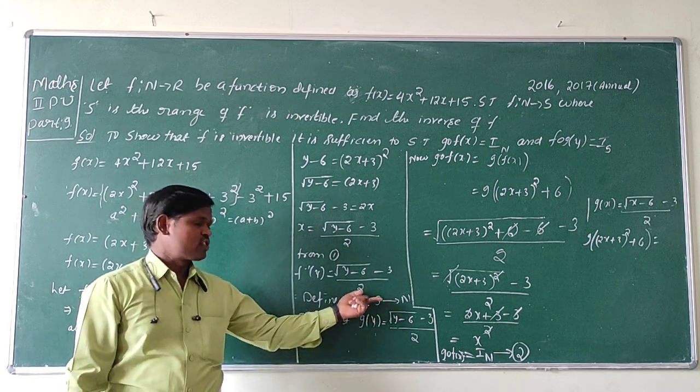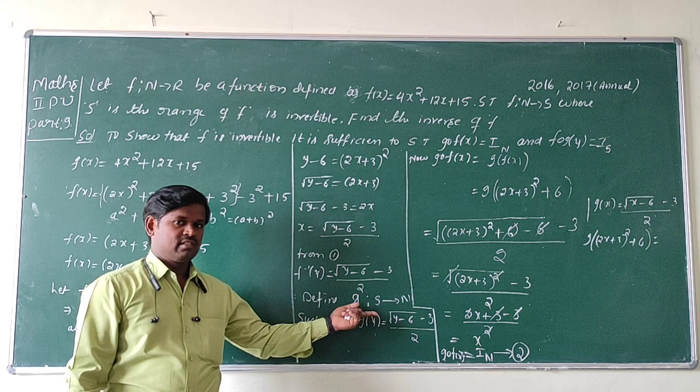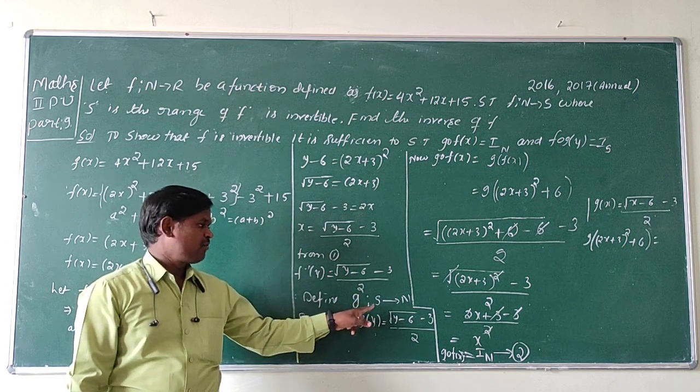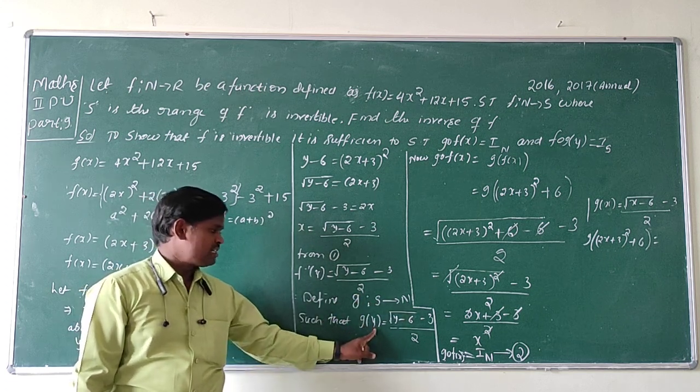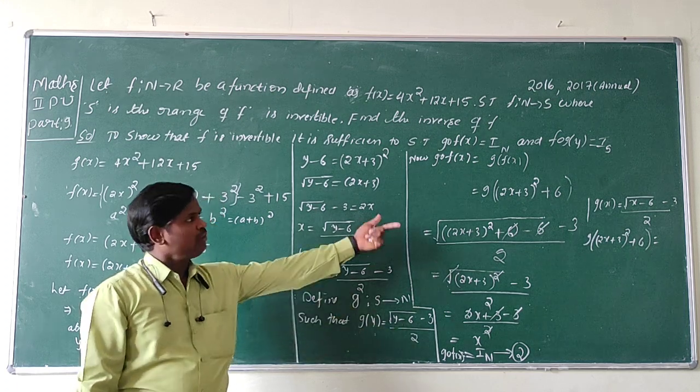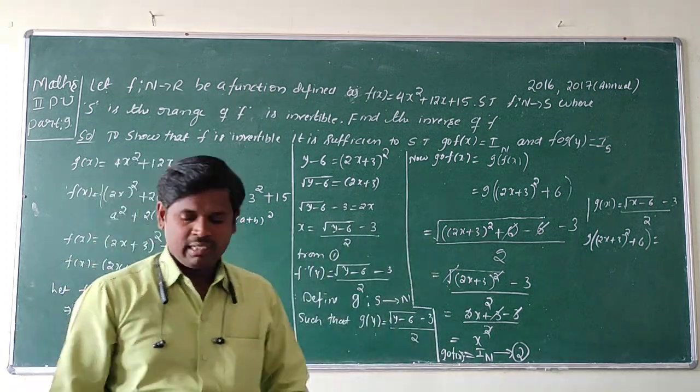g is a mapping from S to N. I am going to define it. Just assume that g is a mapping from S to N such that g of y is equal to this. So next we are going to verify whether it is the inverse of f or not. Okay, so next.